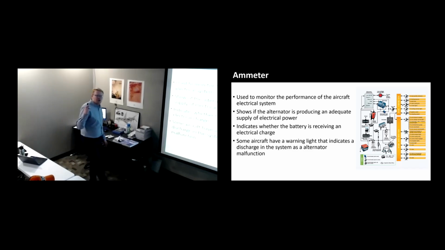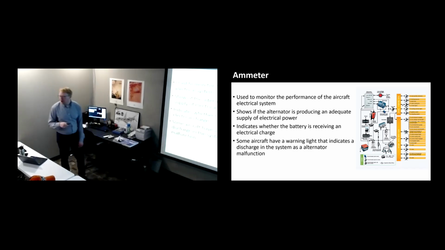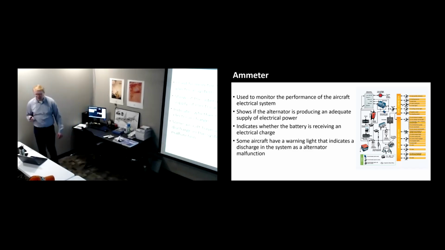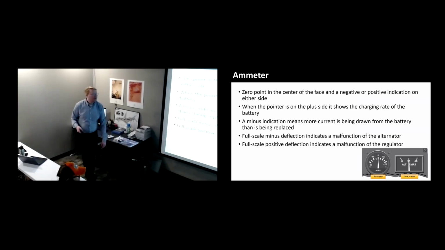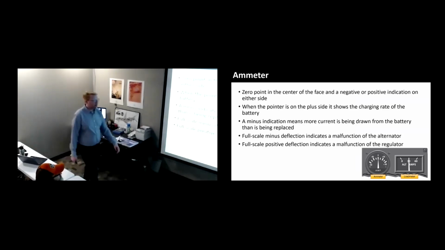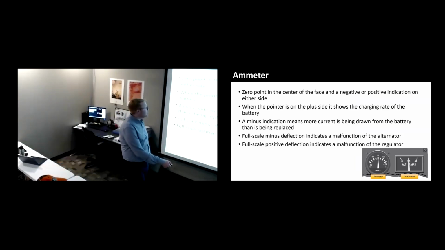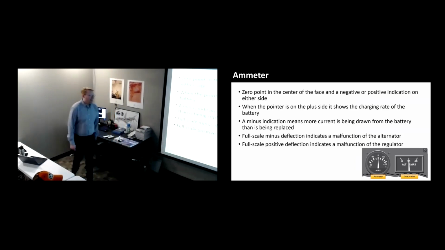Anyway, the ammeter is going to measure the current in the system. It's going to measure in amps. You'll see that in the cockpit as a little gauge that looks like that. Difference: ammeter versus load meter. An ammeter shows current draw, either charge or discharge.